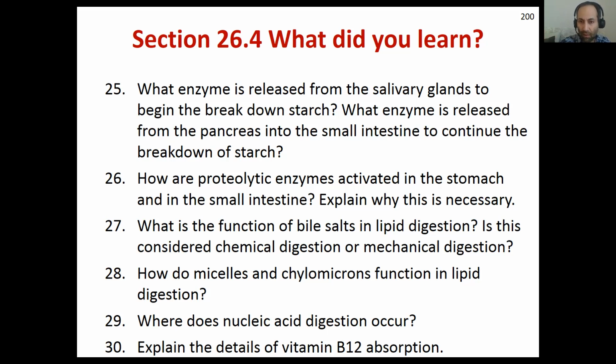Is this considered chemical or mechanical digestion? Chemical digestion. How do micelles and chylomicrons function in lipid digestion? Micelles and chylomicrons are these globules of fat that help carry your dietary fat from the intestine into the bloodstream. Where does nucleic acid digestion occur in your small intestine? Under the influence of ribonuclease and deoxyribonuclease in your pancreatic juice.